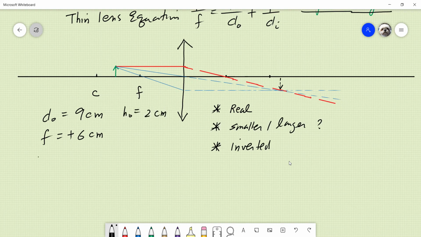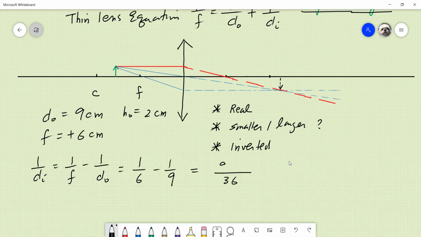So what is the image distance? It will be 1 over f minus 1 over do. Now what do I get? I get 1 over 6 minus 1 over 9. So therefore I have 36, no, not 36, 54. 9 minus 6 gives 3 over 54.